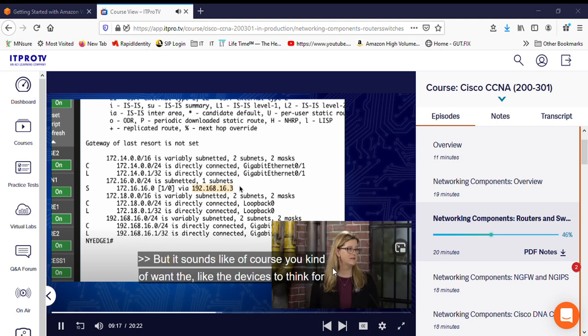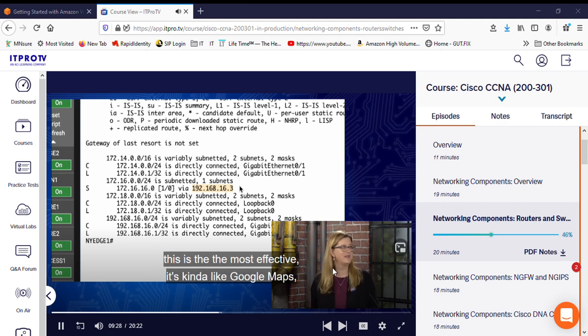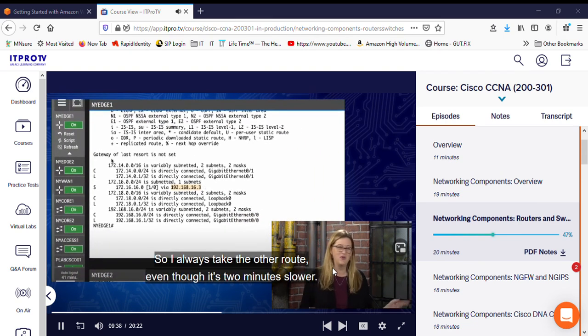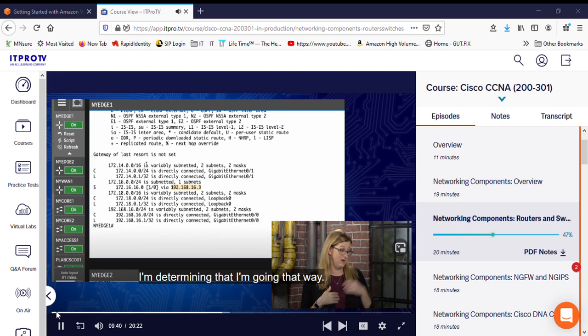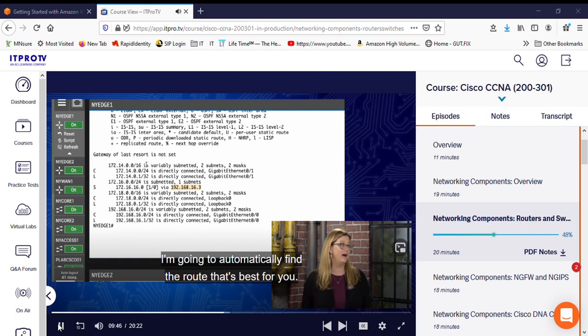But it sounds like, of course, you kind of want the devices to think for you. Yeah, the devices to go ahead and say, this is the quickest point, or this is the most effective. It's kind of like Google Maps, right? Where it says, well, I think you should take this route. But I know that this roundabout's no fun to go around, so I always take the other route, even though it's 2 minutes slower. I'm determining that I'm going that way. So that's more of a manual route versus I'm going to automatically find the route that's best for you.